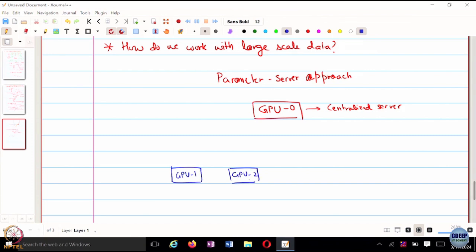By the way, servers and workers, these are sort of agents. All these are used interchangeably. So servers, you can also call it worker or an agent. All these are used interchangeably, so you'll find based on what text you are referring to. It's a GPU n, okay? So you have a parameter server approach, right?